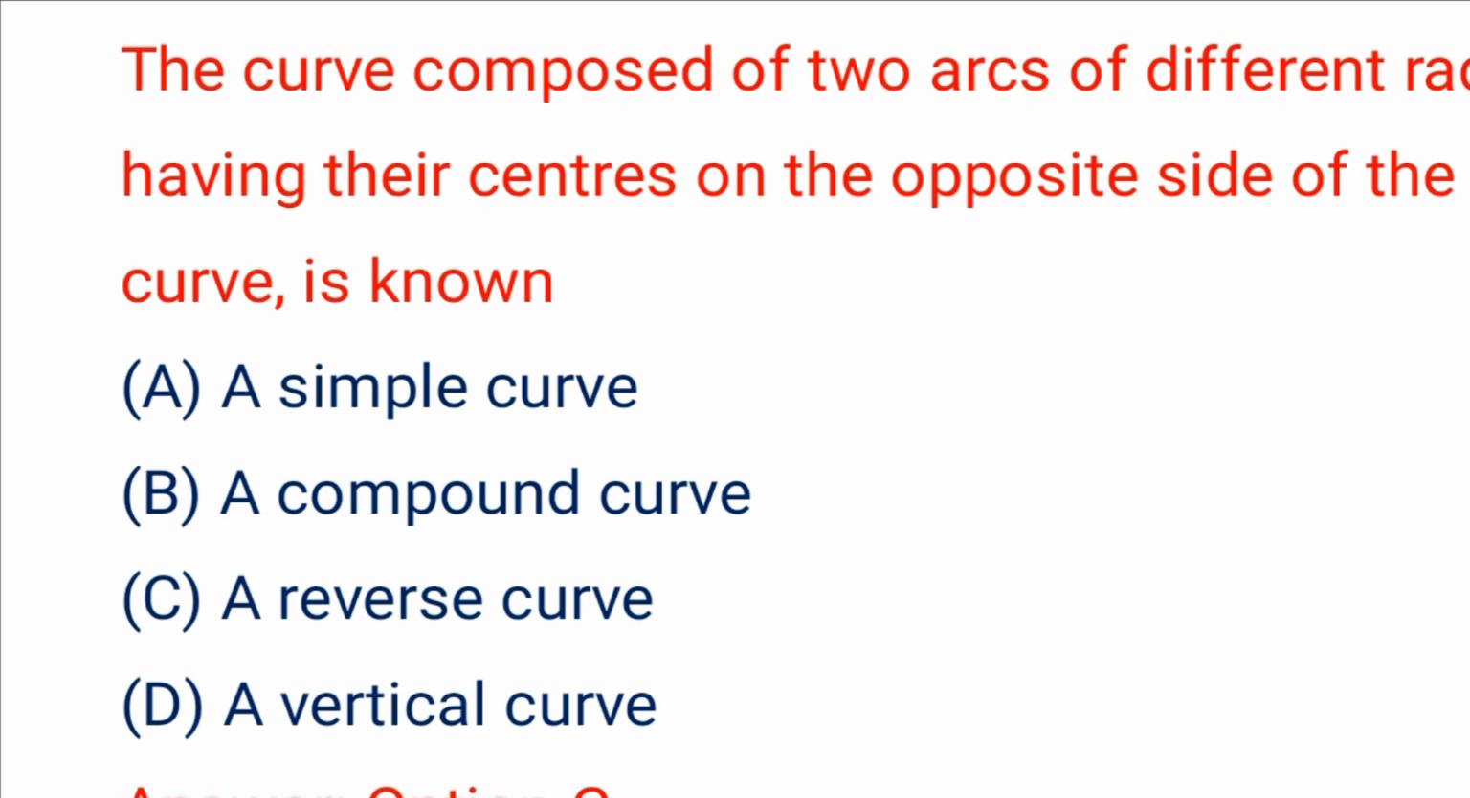Next question, the curve composed of two arcs of different radii having their centers on the opposite side of the curve is known as option A simple curve, option B a compound curve, option C a reverse curve, option D a vertical curve. The correct answer is option C a reverse curve.